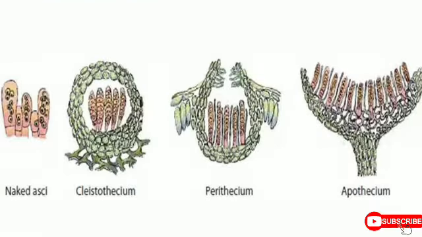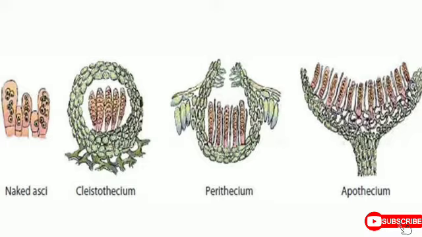Ascocarps are of three types. One is cleistothecium, that is closed and ball shaped. Second is apothecium, open and cup shaped. Third one is perithecium, pitcher or flask shaped.